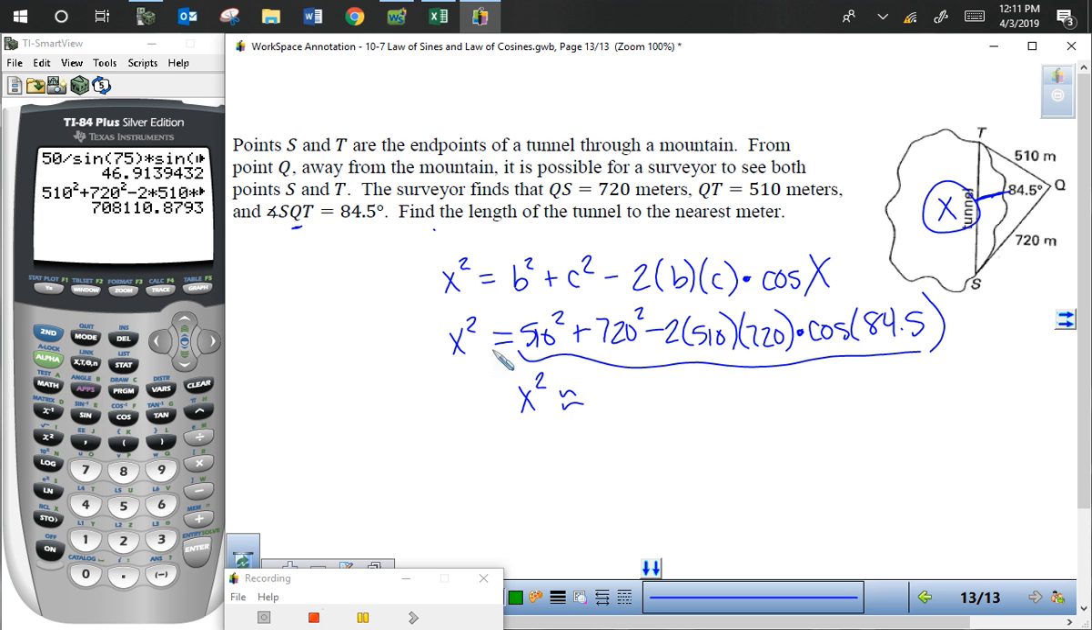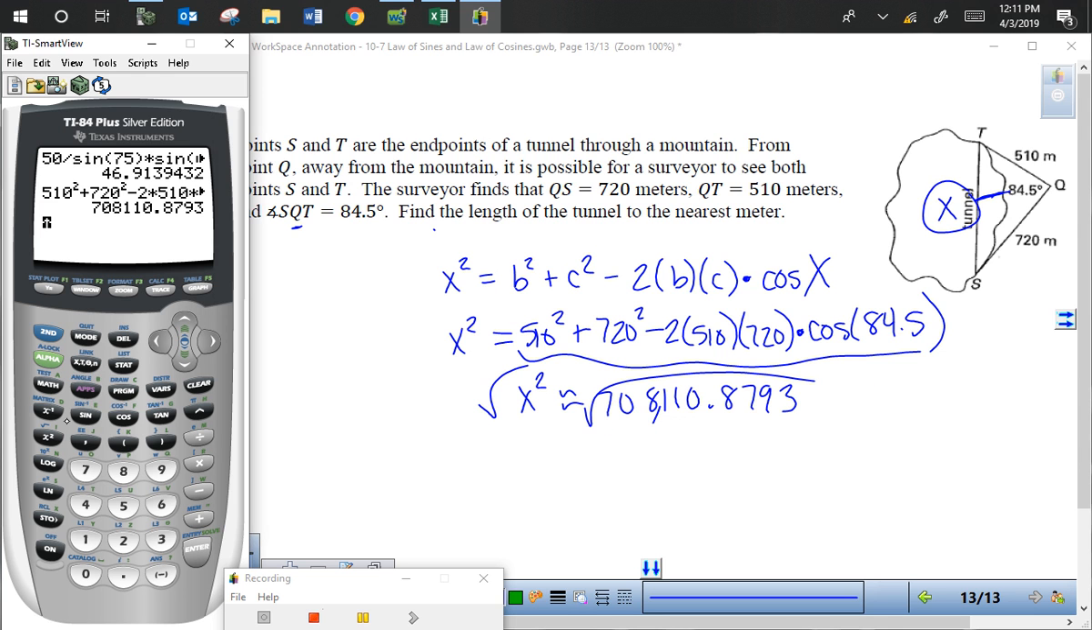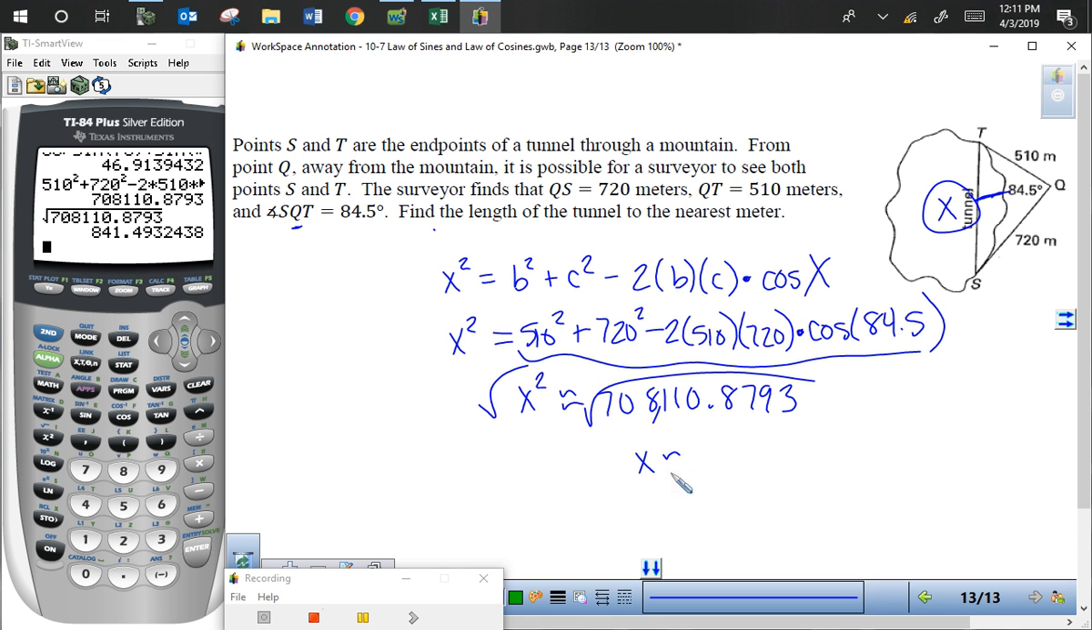Not our final answer. X squared is 708,110.8793. And then we take the square root of that for our final answer, and hopefully it'll be a lot closer to the 510 and the 720 that we were given originally. Okay, that seems reasonable. So our answer here, 841.5 meters, is the length of that tunnel.